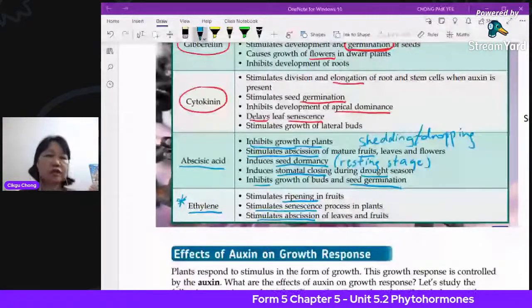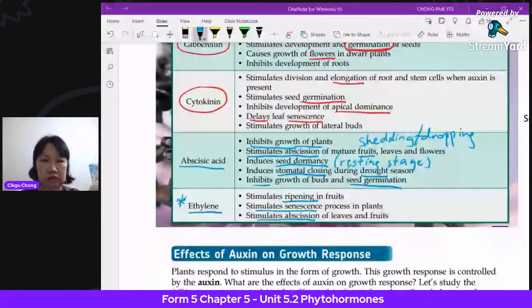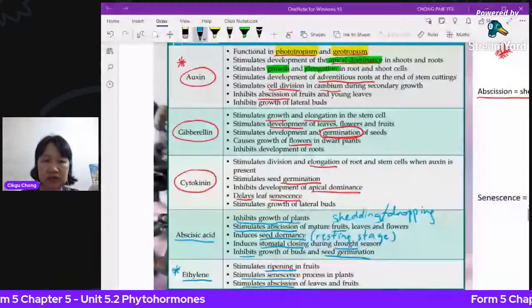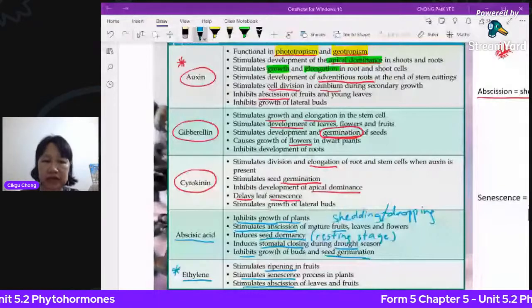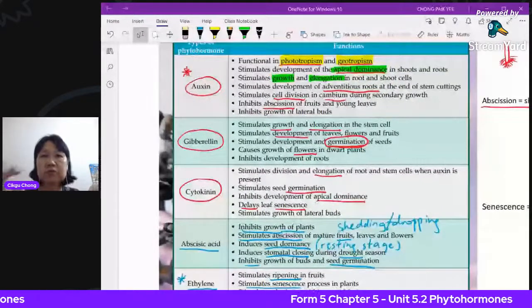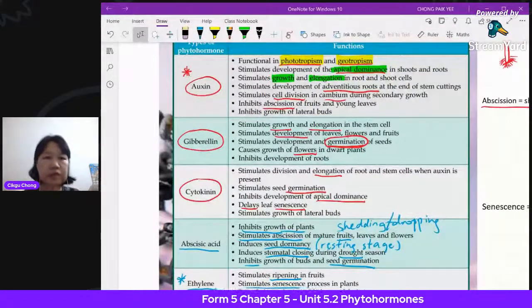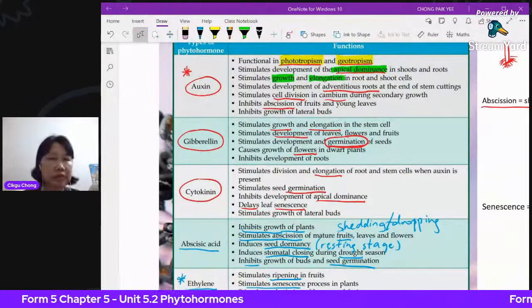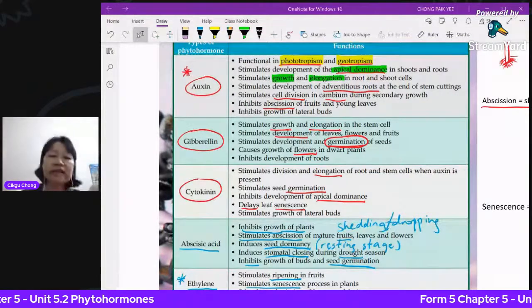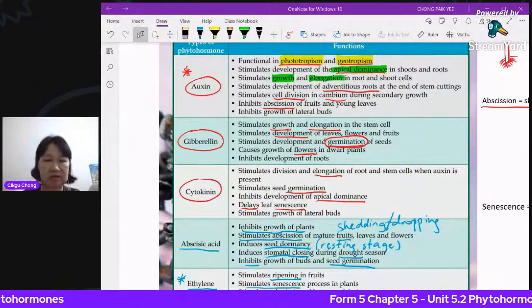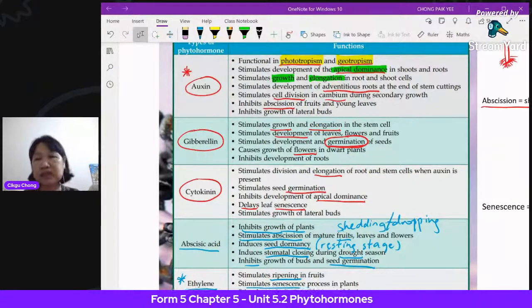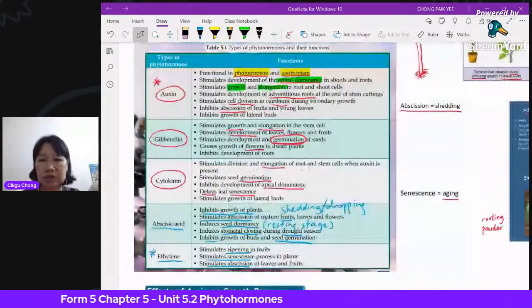So here you have five hormones. Okay, remember these five hormones: auxin, gibberellin, and cytokinin. These are for promoting growth, to make the cells longer and so on. And the other one, abscisic acid, has the opposite effect of promoting growth, inhibiting growth. And ethylene is more for ripening. Okay, it also has a similar effect of stimulating abscission.